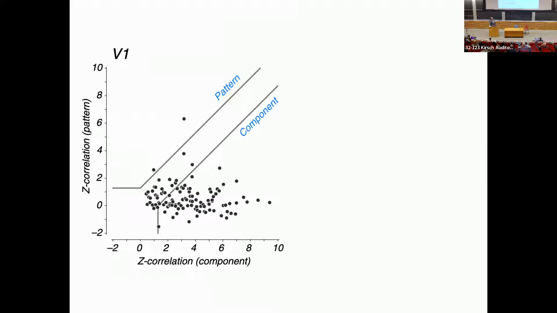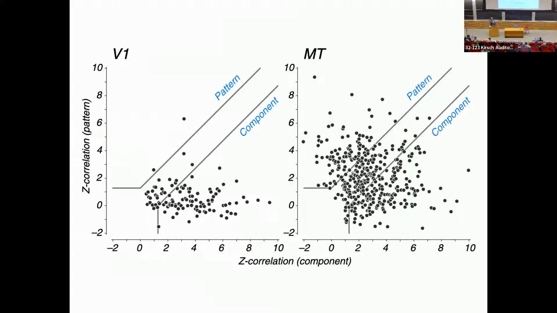V1 cells are component direction selective. MT cells have a much wider dispersion and are often pattern direction selective. And in later experiments, Bill and I showed that the cells in V1 that project to MT also are component direction selective. They are specifically like other cells in V1.